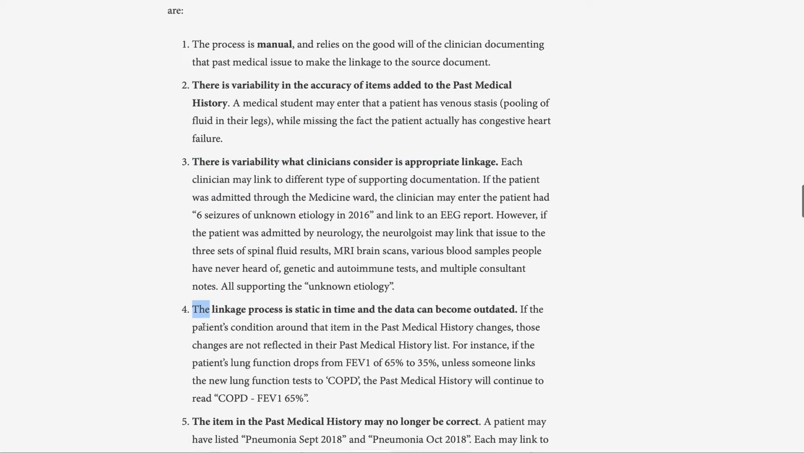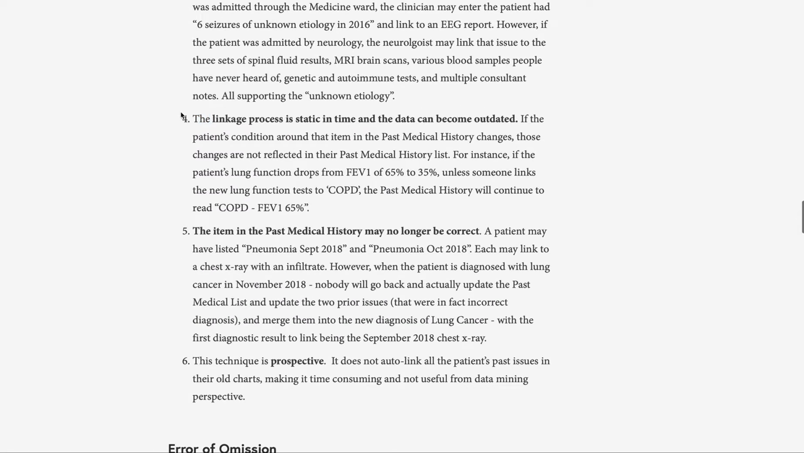The fourth issue with manual linkage is that the process is static in time and the data can become outdated. So if a patient's lung function test was linked at 65% FEV1, unless someone actually goes in and links the patient's COPD issue to their most recent lung function test, which has a value of 35%, the past medical history will continue to be outdated and show that the FEV1 is 65%.